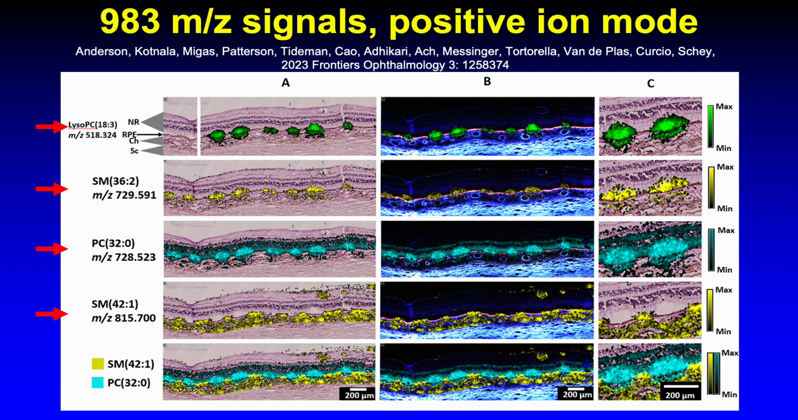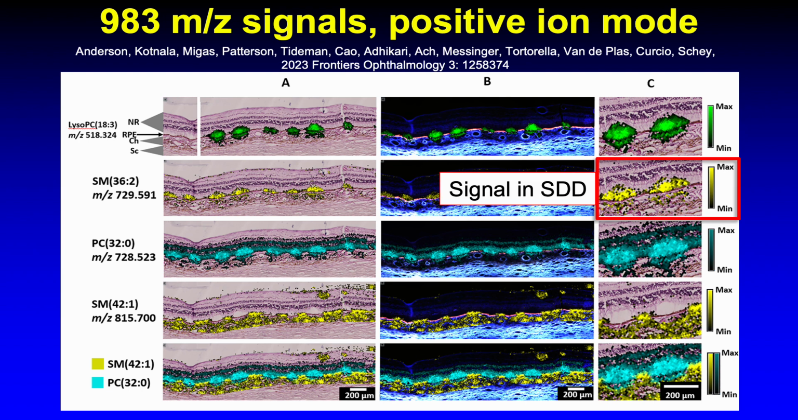Column A shows IMS signal plus histology. Column B shows IMS signal plus tissue autofluorescence, and column C magnifies A for detail. The important point is that each lipid has a specific location.